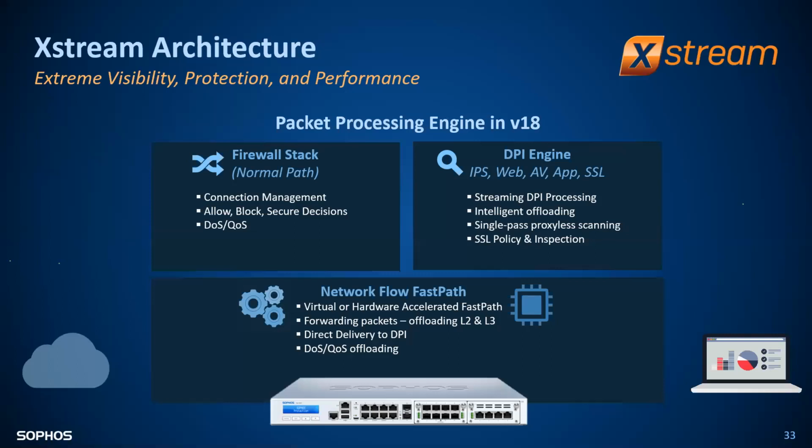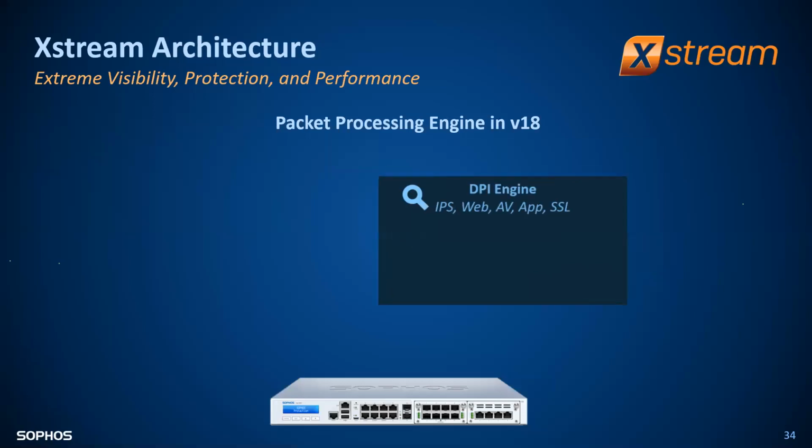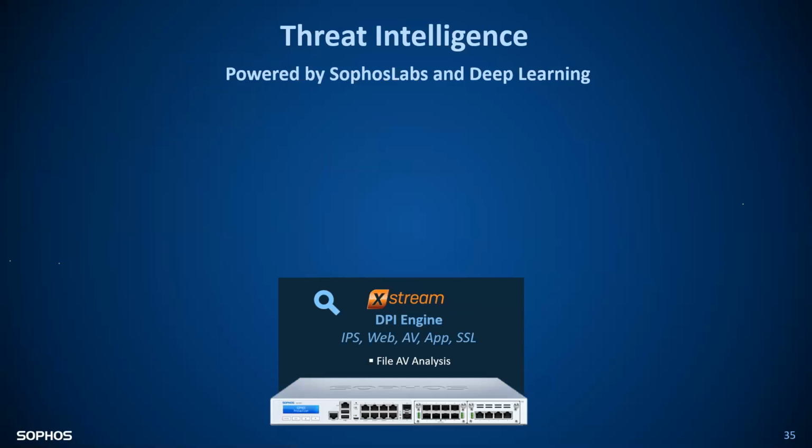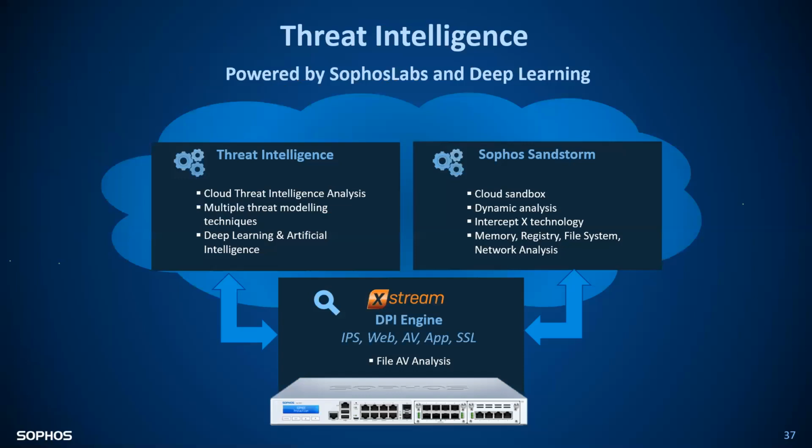This is what I call the threat intelligence part. As I told you, the DPI engine is already there, and on top of that you have the IPS, web AV and SSL. Then, if it is not resolved here, it goes to Sophos Sandstorm. So cloud sandboxing, dynamic analysis, Intercept X technology, memory resident, registry, file system, everything is there. And beyond that, now you've got threat intelligence. This is the next level of protection mechanism bundled into the XG firewall capabilities.